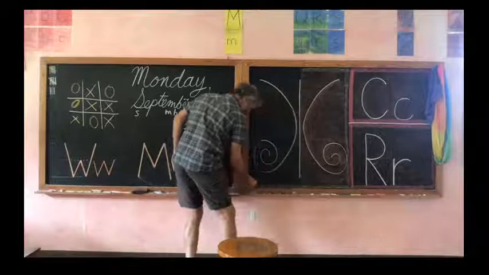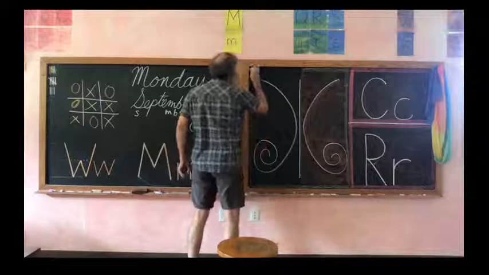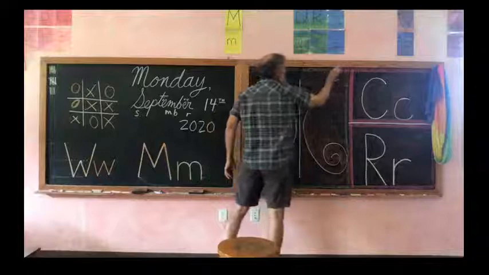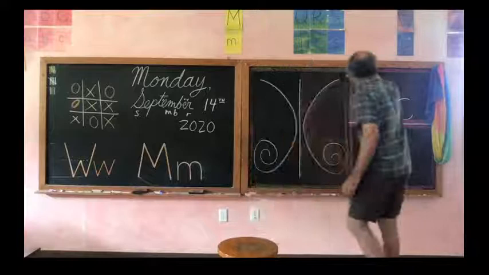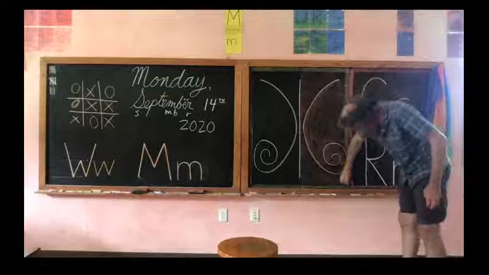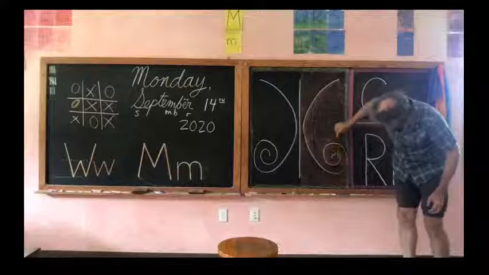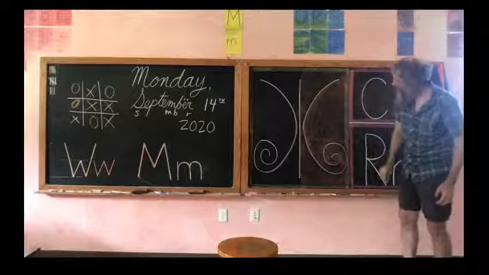Probably could have done the border color first. Might have made a little more sense. All around the outside. Touch up my orange a little bit. And then you would do the other side as well, which you can do later.